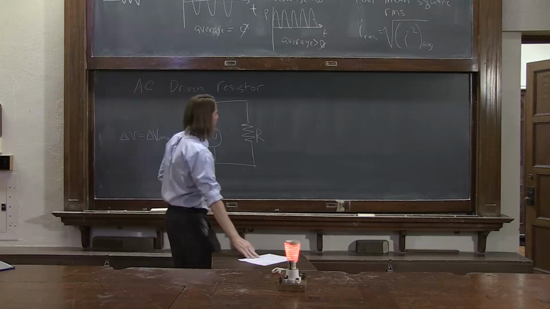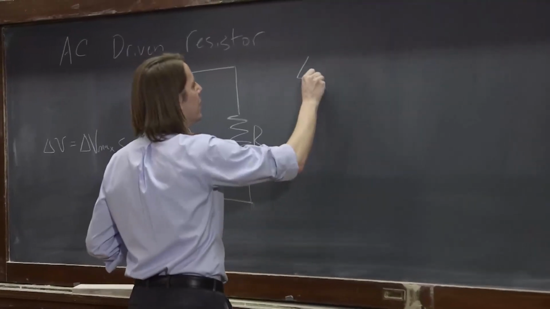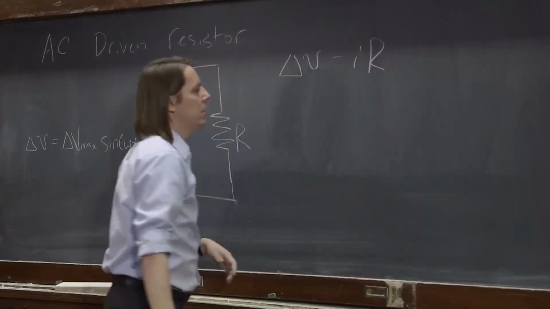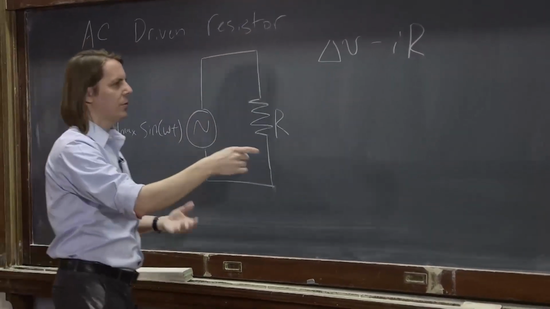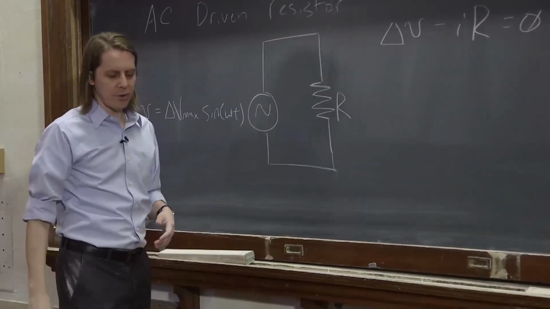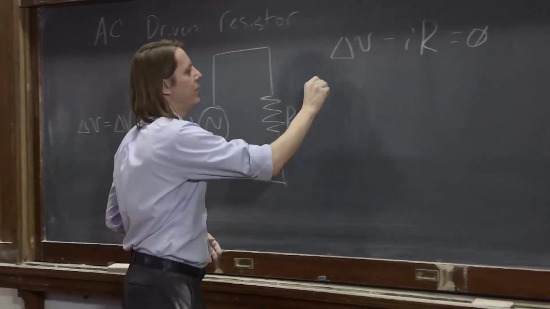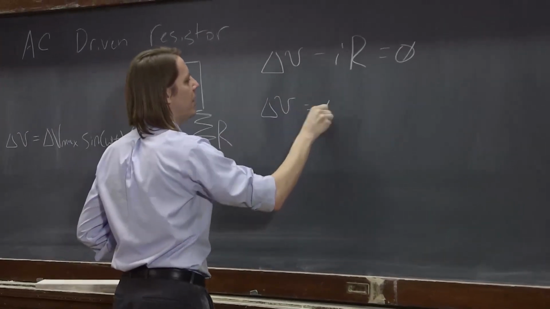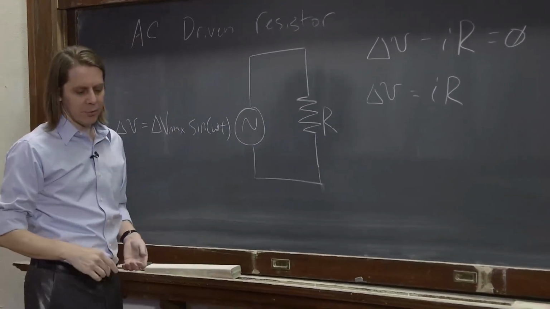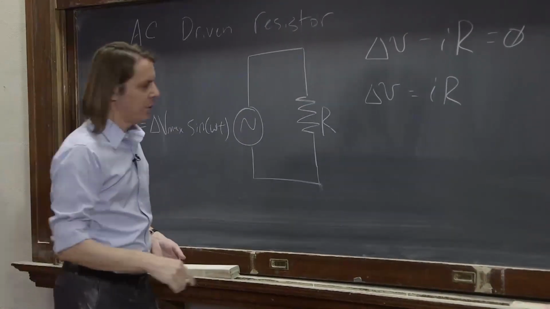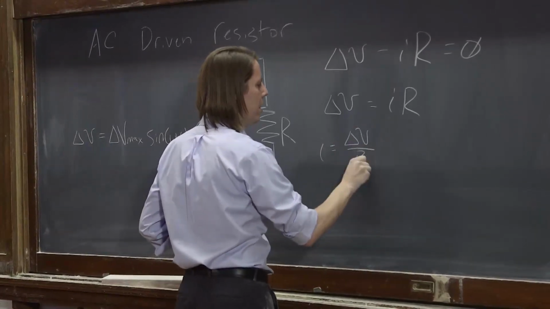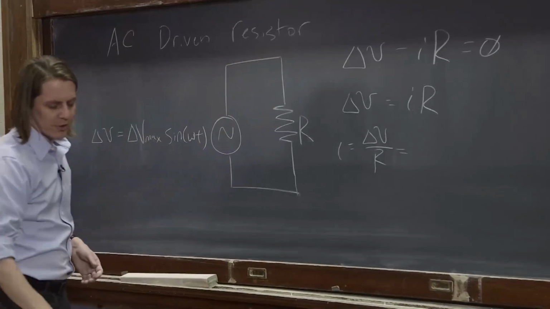Okay, so let's think, how do we describe that? Well, the power supply applies this delta V. There's some voltage drop across the resistor. Together those are equal to 0. Their sum's equal to 0. So we know that then the little delta V that's oscillating in time equals IR. So the current must also oscillate in time because the resistor is constant. So we can then say I is the oscillating delta V over R. And we could then write it out.